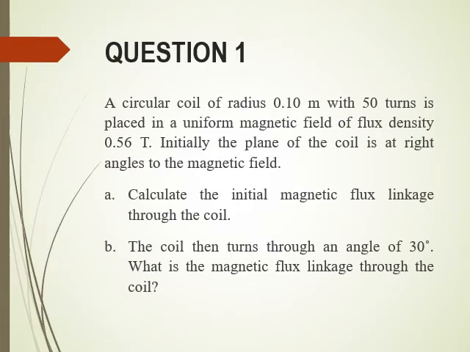Question 1. A circular coil of radius 0.1 meter with 50 turns is placed in a uniform magnetic field of flux density 0.56 Tesla. Initially, the plane of the coil is at right angles to the magnetic field. A. Calculate the initial magnetic flux linkage through the coil. B. The coil then turns through an angle of 30 degrees. What is the magnetic flux linkage through the coil?